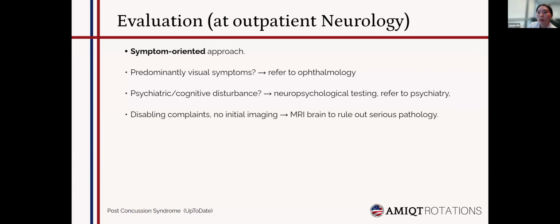proper evaluation. If the patient complains of disabling symptoms, or maybe they didn't have any initial imaging done, because you have to remember that not everyone who sustains a head injury gets a CT head in the emergency room. For these patients, we could consider doing an MRI brain to rule out serious pathology, alternative explanations for their symptoms, or even to catch the subtle differences that CT head may not have picked up in the initial evaluation.